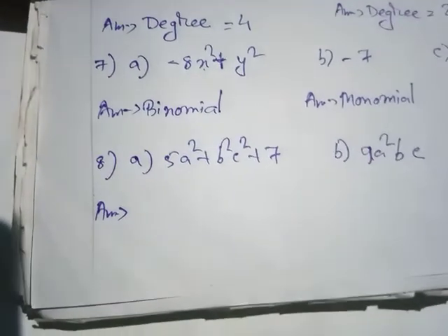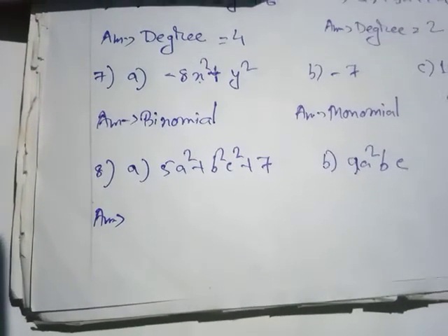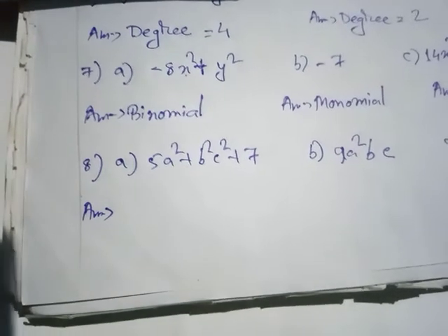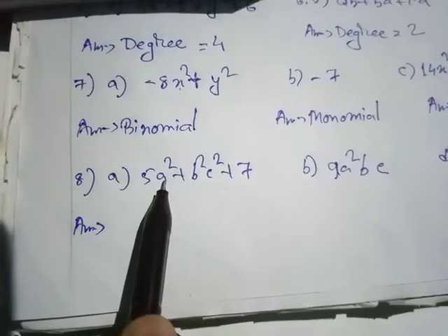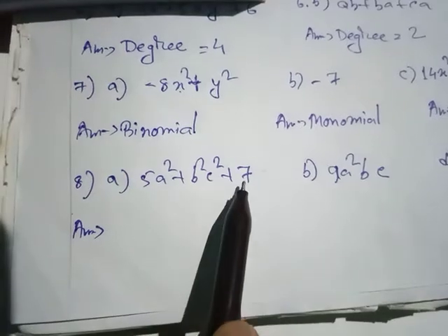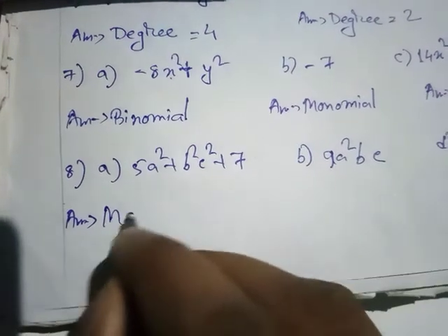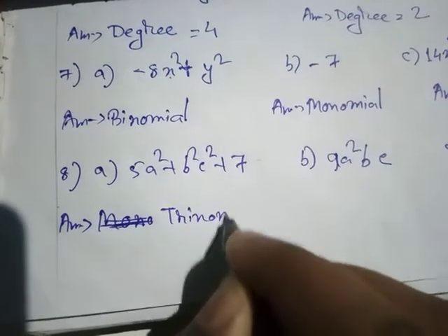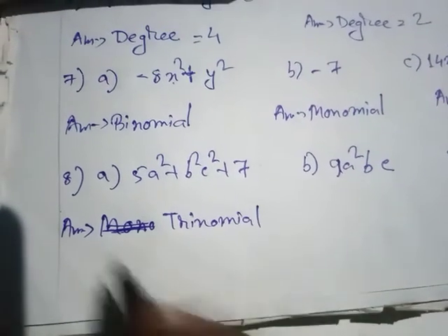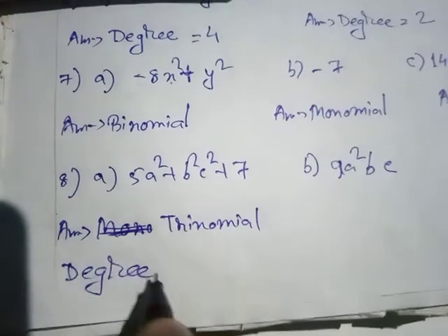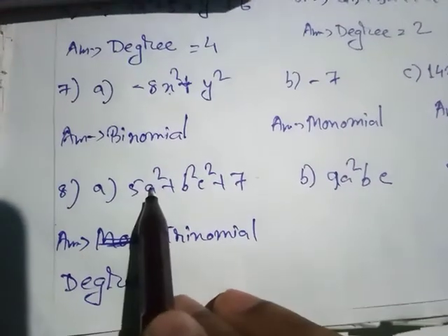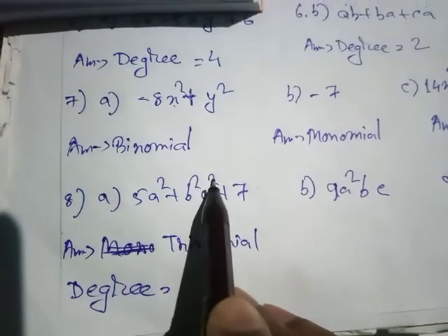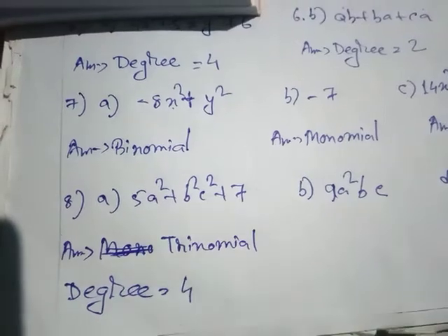Question number 8. Identify the following expressions on the basis of number of terms and write the degrees of each. So it has 3 terms, 5a the first term, b square c square the second term, and 7 the third. Sorry, this is 3 terms, so it is a trinomial. And we will also write the degree. Degree means the highest power. The power of a square is 2. Here b square c square, you have to add 2 plus 2, 4, so the degree is 4.